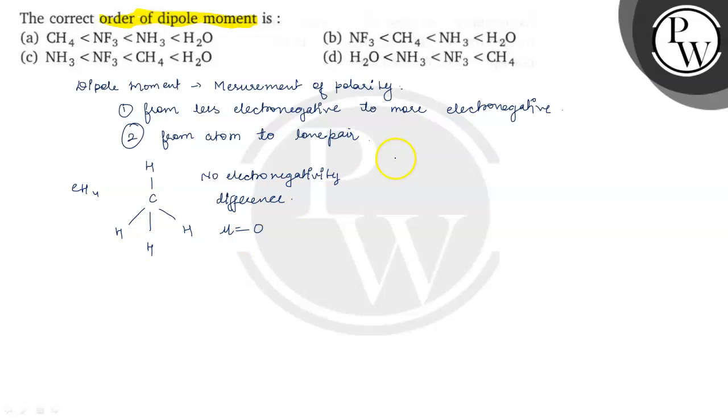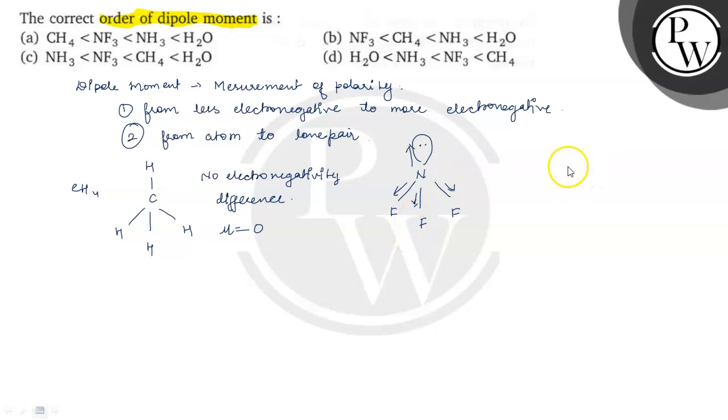Next is NF3. So in NF3 the central atom is N, with F, F, F and one lone pair here. So here we can see that fluorine is more electronegative than nitrogen. So it pulls the electron density towards itself like this, okay, and the lone pair like this.